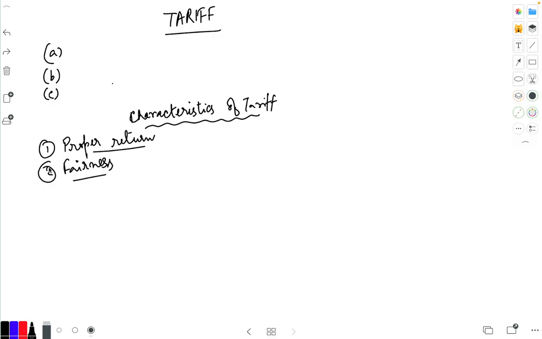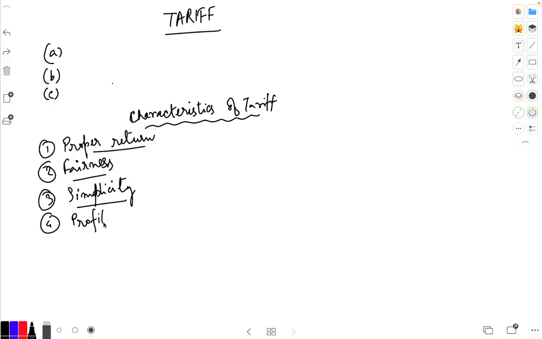Third is simplicity. Simplicity means whatever tariff or whatever calculation of the tariff has been implemented, that calculation should be clearly explainable to all types of consumers. Fourth one, again, profit.